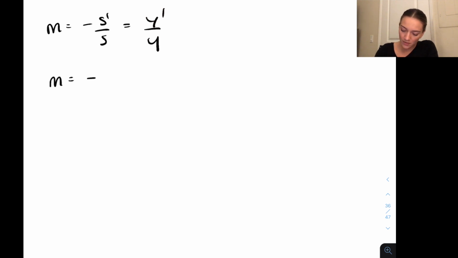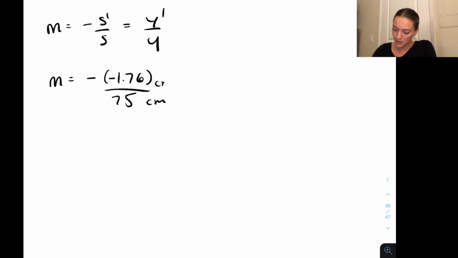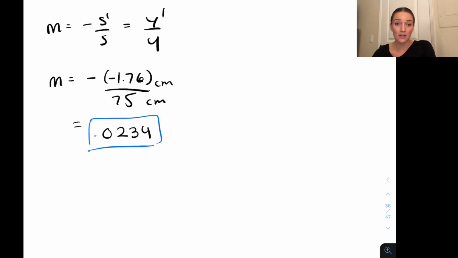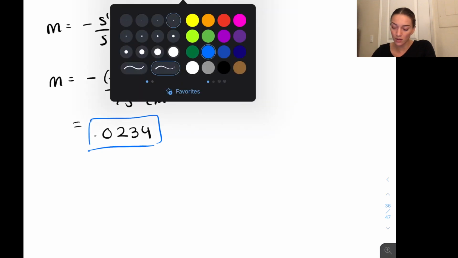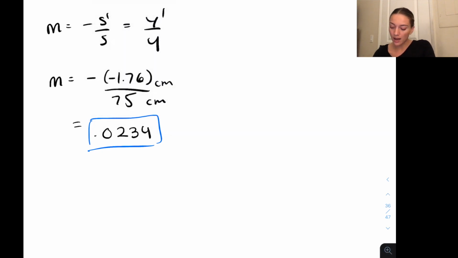So let's find the magnification. It is negative 1.76, because S prime we got negative, and then S we said was 75 centimeters. So this is all in centimeters. So M comes out to 0.0234. So this is the magnification. That means he's significantly smaller, because this magnification is much less than 1. So he's significantly smaller than his actual self in the ornament, obviously.